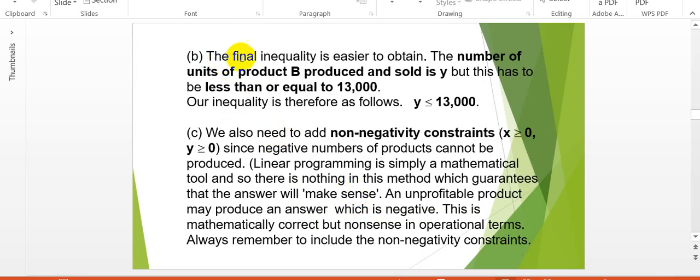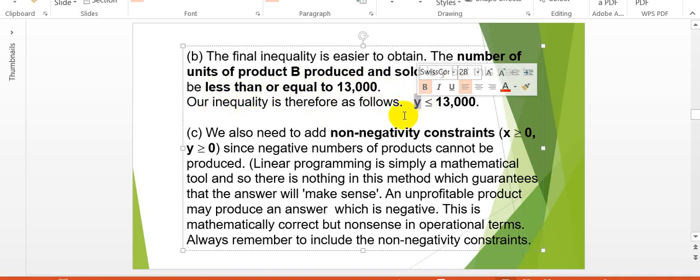The final inequality in our case is easier. This was the number of units of product B produced and sold, which we are told should be less or equal to 13,000, because that was the demand per annum. So an inequality is therefore Y is equal to or less than 13,000 units.